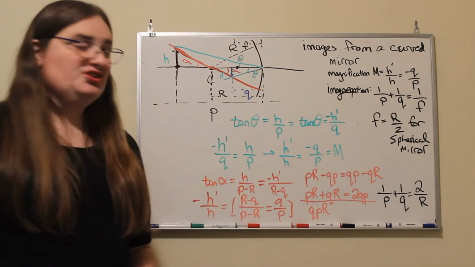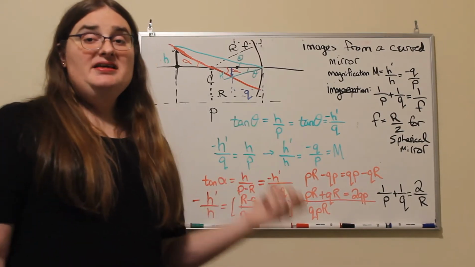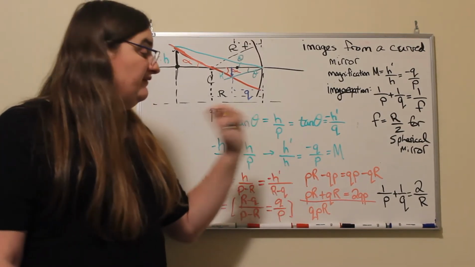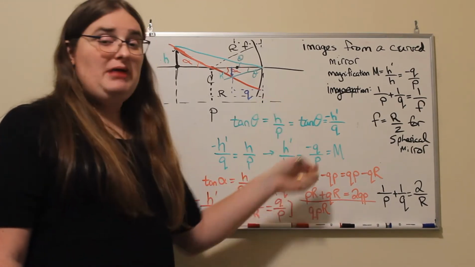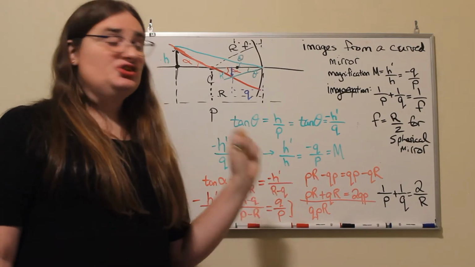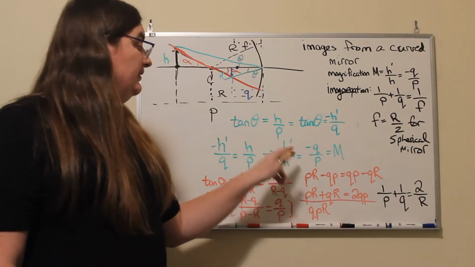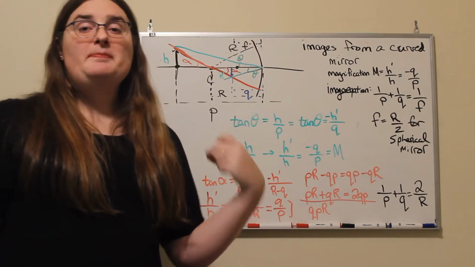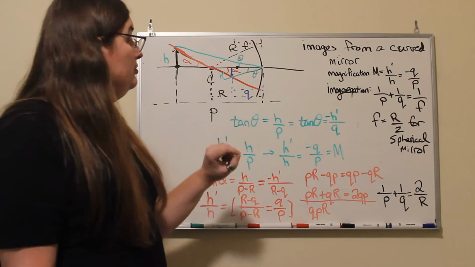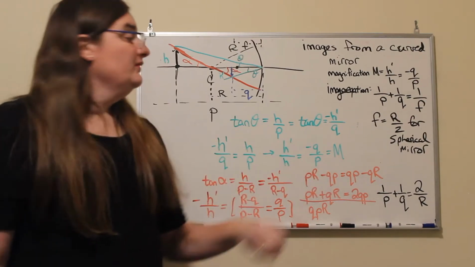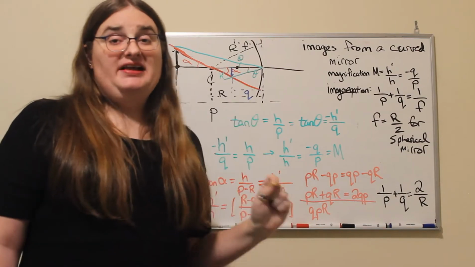So if I rearrange the ratio just a little bit, I can say that my image height h prime divided by my object height h is equal to minus my image distance q divided by my object distance p. And that is equal to the magnification factor m. So, for any image, the image height divided by the object height is the magnification.